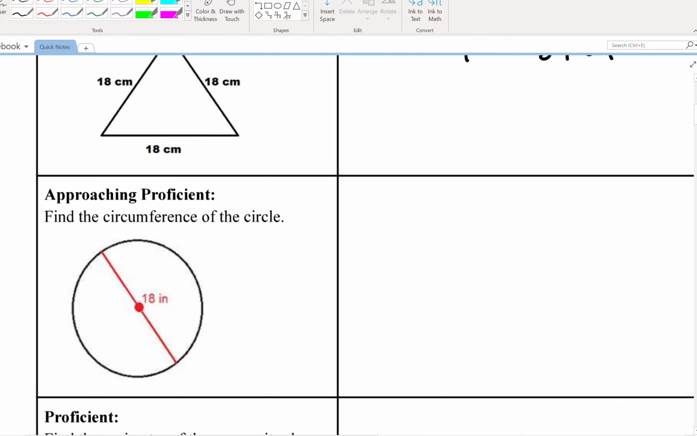Now here we've got a circle, and when it talks about perimeter, I don't know if you really say perimeter for a circle, but the equivalent measure of a circle would be the circumference, and that's the distance around the circle. So we start right here and go all the way around. That's the distance around that figure, and so we call that the circumference for a circle.